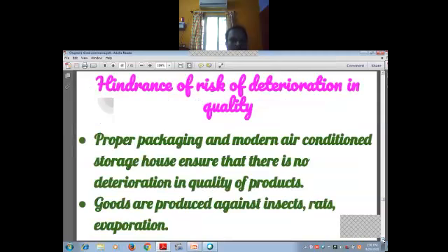Hindrance of risk of deterioration in quality. Proper packing and modern air-conditioned storage houses ensure that there is no deterioration in quality of products. Goods are protected against insects, rats, evaporation. See, all the products we are keeping safely in the warehouse, so we can avoid deterioration. For example, if perishable goods are there, we can avoid deterioration of the products.